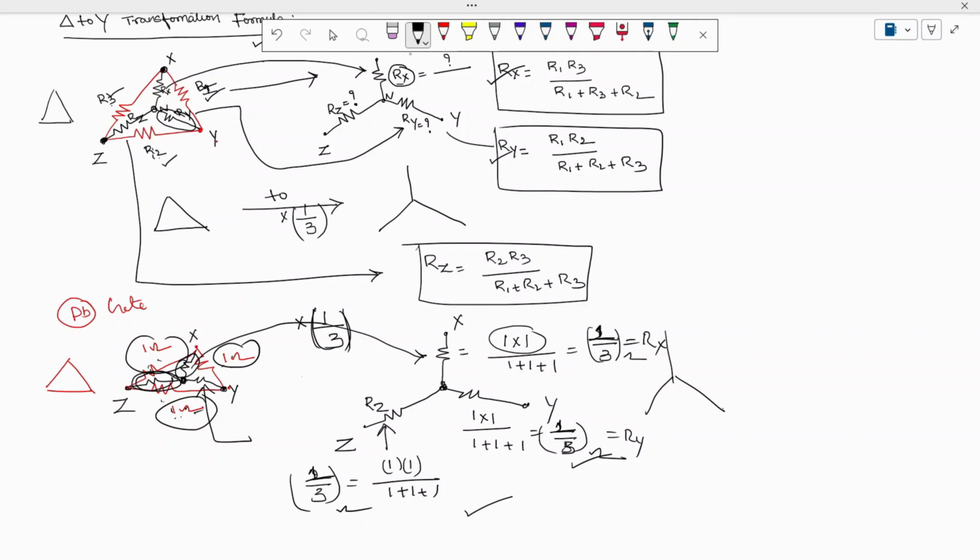In the GATE exam, it will be asked: if a delta has all equal resistors, what is the equivalent star resistor of each branch? This is nothing but R into each branch, which is how much? R by 3. This is R by 3. This is R by 3. So this is what the GATE question will generally be.